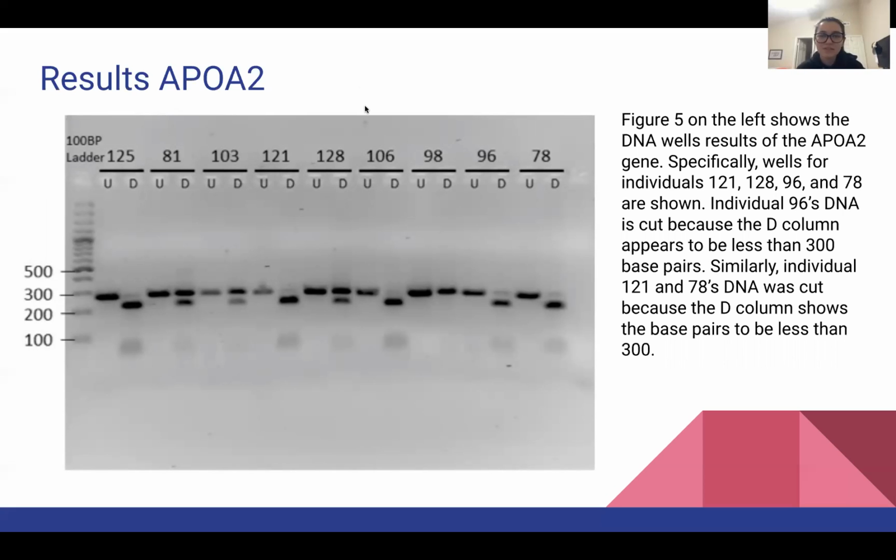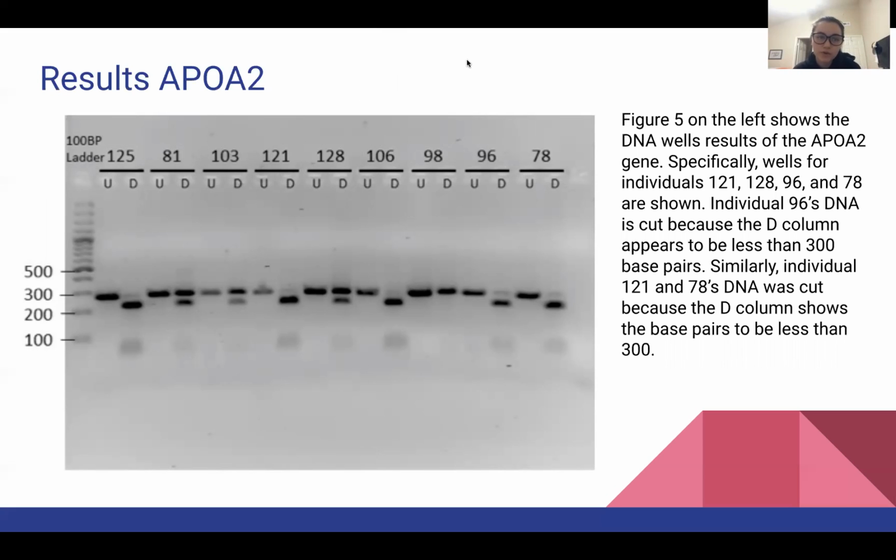Okay, and now we're going to be looking at the APOA2 gene. This one was a little different because it was split into undigested and digested. You can see it follows the same general principles in that if the fragment of DNA is smaller, it'll run through the gel faster.